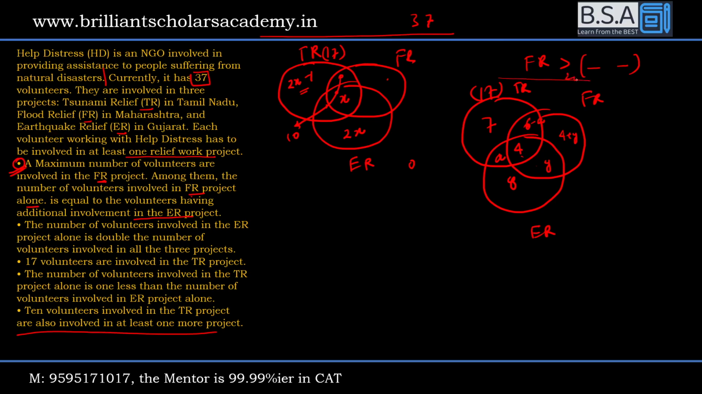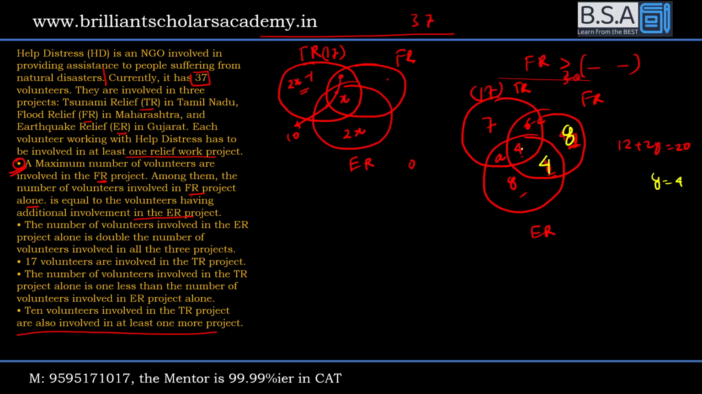So 37, this and this must be 20. 12 plus 2y, this and this must be 20. That gives me y is equal to 4. Let me write it down for you in a different colored pen. Y is equal to 4. So this total value becomes 8. This value becomes 4. That's it.